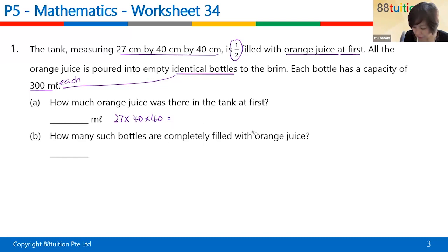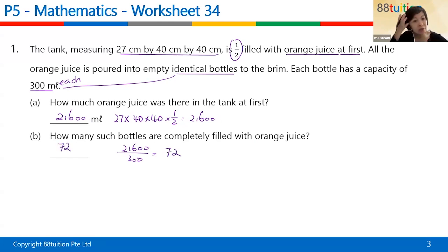And it is half filled with orange juice, so remember to halve it. Okay, so you get 216,000, and then convert this to ml. So 216,000. Okay. How many such bottles will you need to fill the 300 ml? So you divide by 300, you get 72 bottles. Okay.